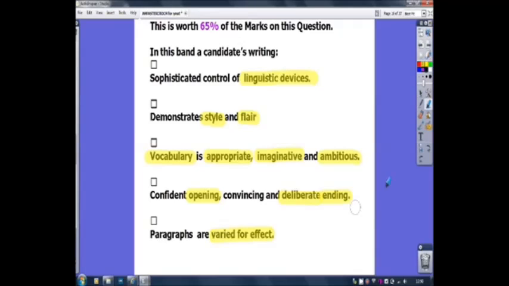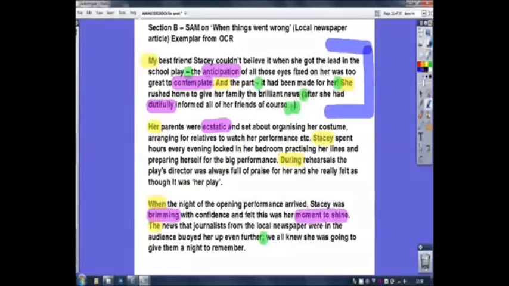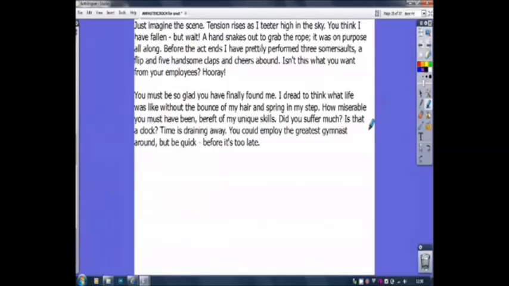Is there a deliberate ending? Well, I didn't take you to the ending. Maybe we should have a look. Here we go. Just imagine the scene. Tension rises as I teeter high in the sky. You think I have fallen, but wait. A hand snakes out to grab the rope. It was on purpose all along.